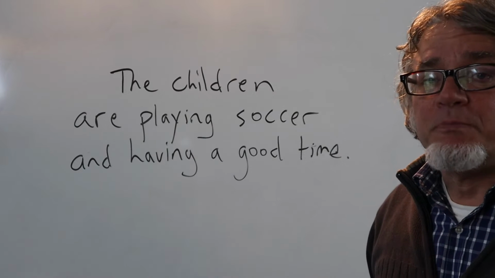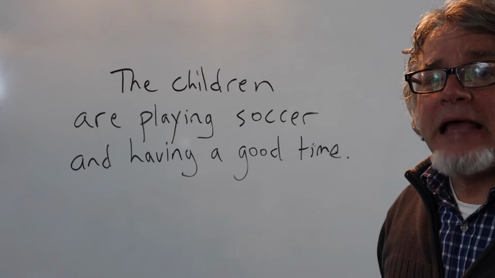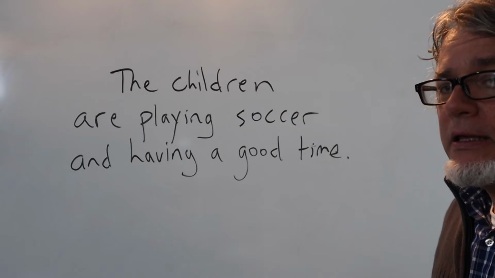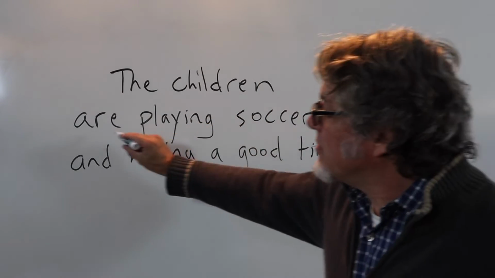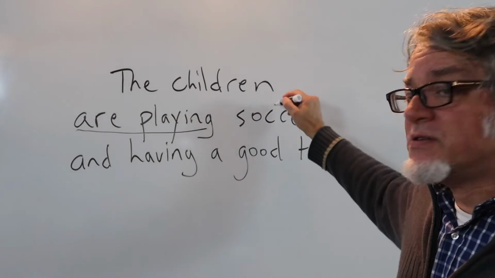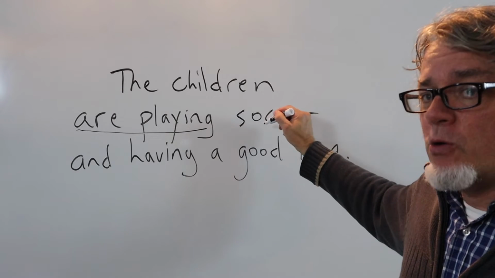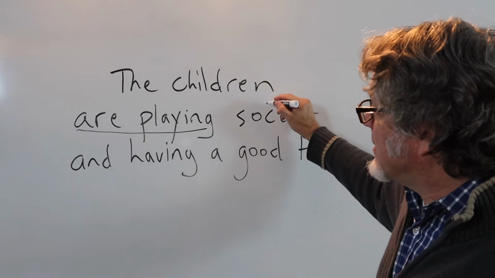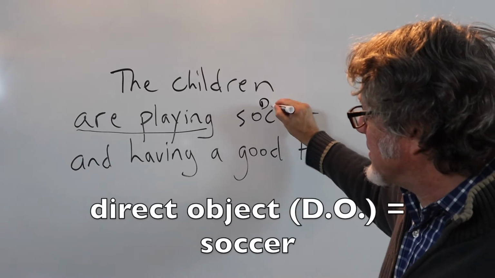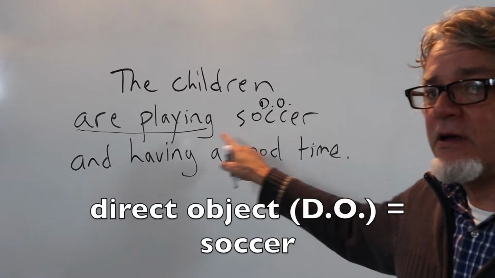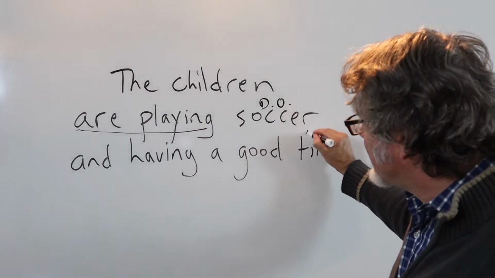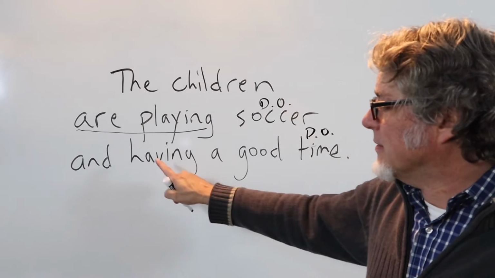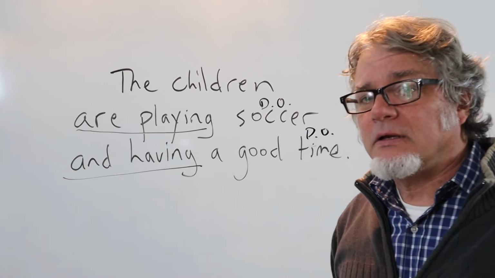The children are playing soccer and having a good time. In this example, each of the verbs is followed by its own object. Playing soccer, this is a direct object, and having a good time, this is the direct object for having.